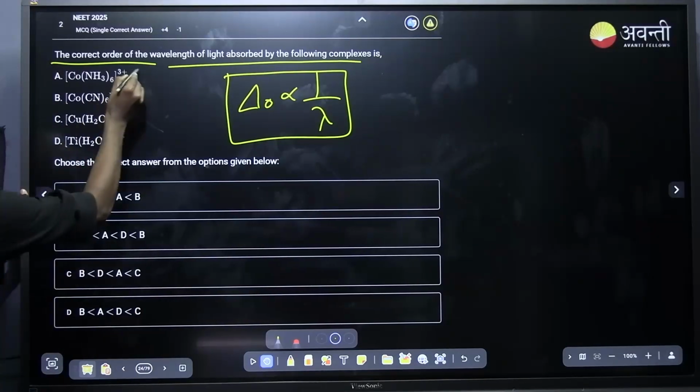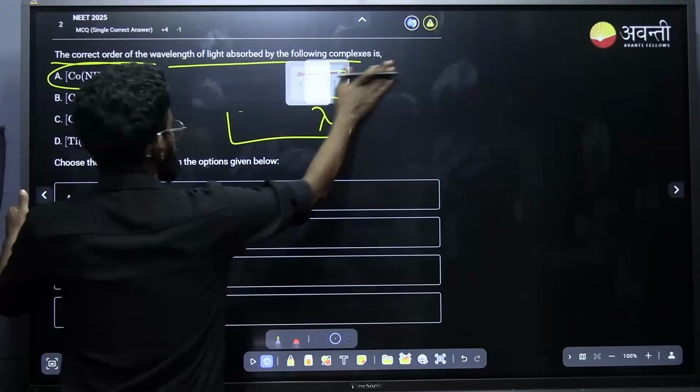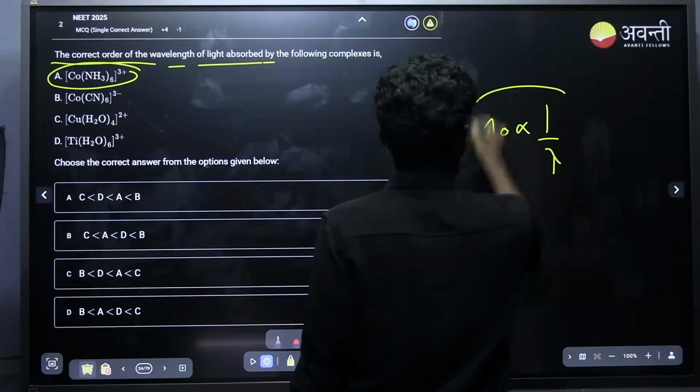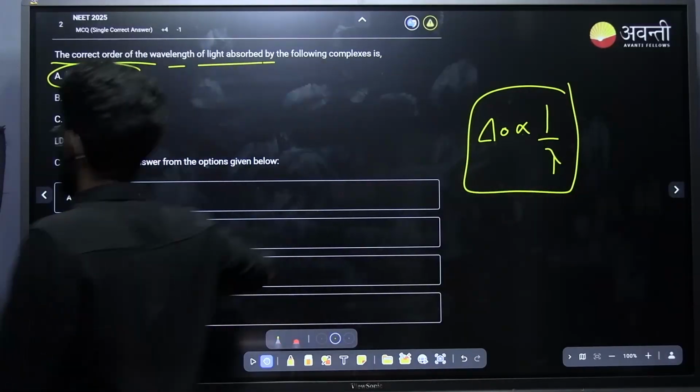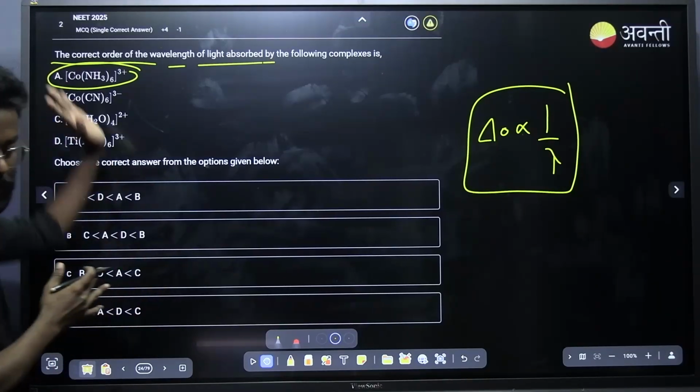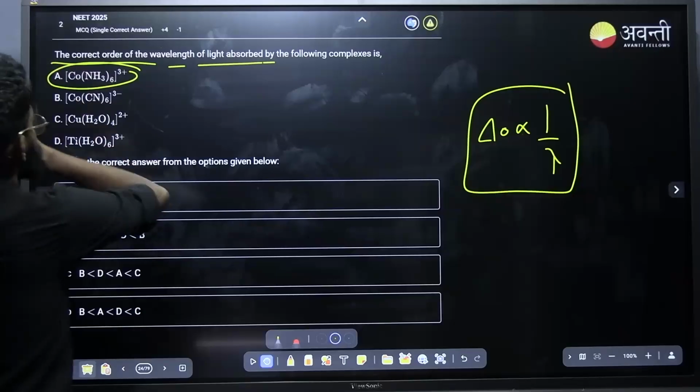Now just check it. [Co(NH3)6]3+ ... 1 by lambda. All the questions I have added in the slide, and the solution also I have added. You can go through it. Because of time limitation, we won't be able to solve it completely. Okay, I will be solving this question.